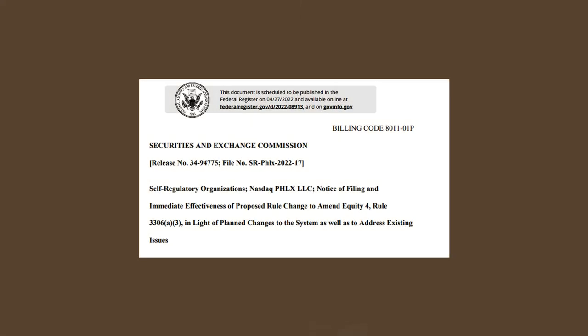Now, this was filed on April 21st. It is scheduled to be published on the Fed Register on 4/27. And this is a notice of filing and immediate effectiveness of proposed rule change to amend Equity 4 Rule 3306A3 in light of planned changes to the system as well as to address existing issues.